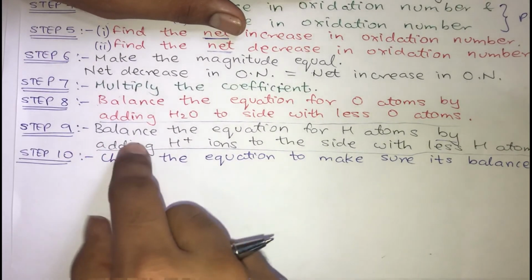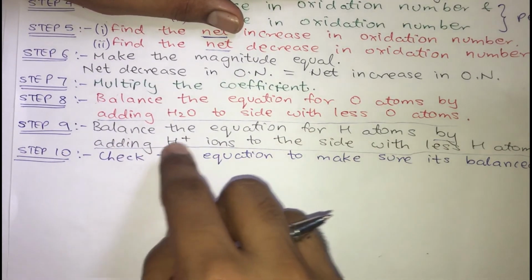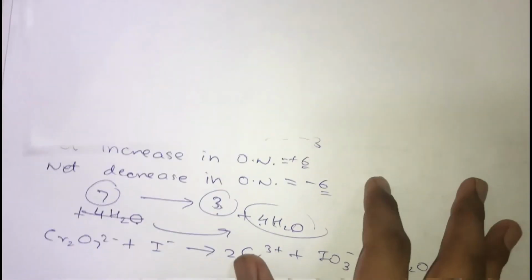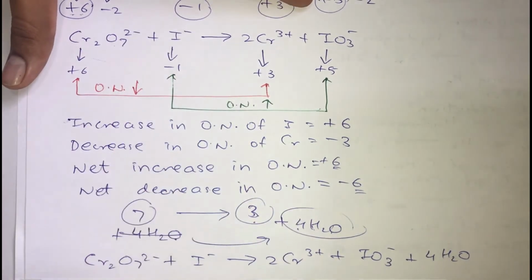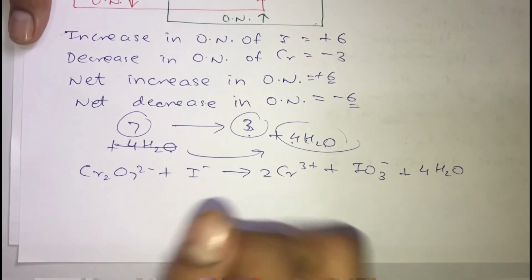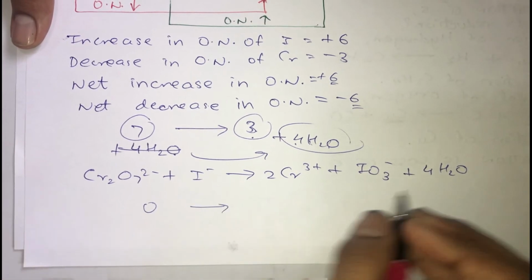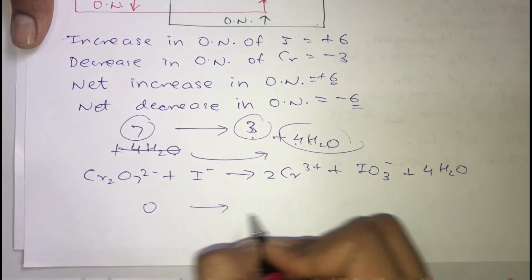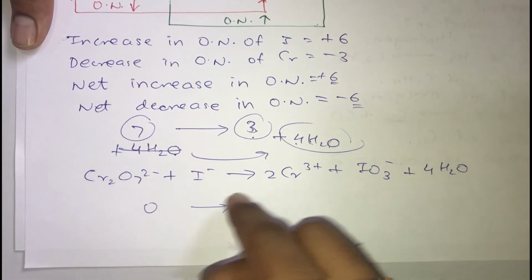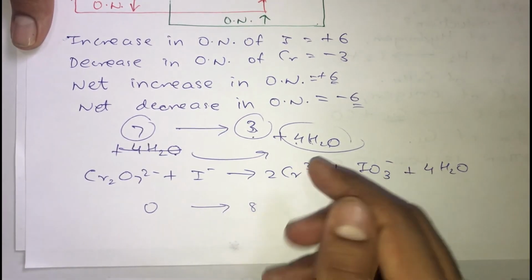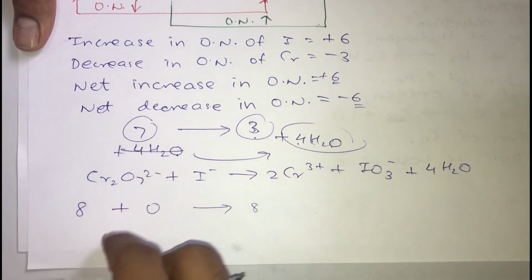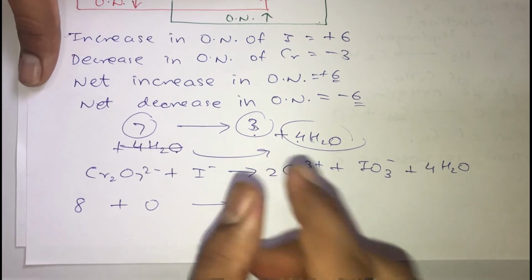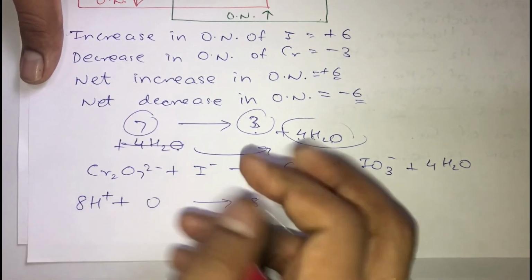Then step number 9, balance the equation for hydrogen atoms by adding H+ to the side with less hydrogen atoms. So let's count the hydrogen atoms on the left hand side. On the left hand side there is 0 hydrogen atoms, whereas on the right hand side 4 into 2, 8 hydrogen atoms. Am I right? So on the right hand side there are 8 hydrogen atoms. Now you need to equalize both of them. So here you need to add 8 hydrogen atoms, but you are not going to add hydrogen in the form of a neutral atom, but instead you are going to add a hydrogen ion.